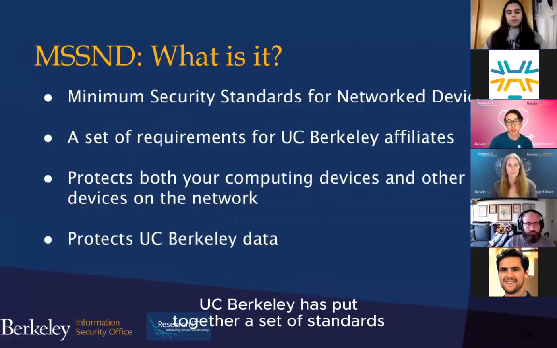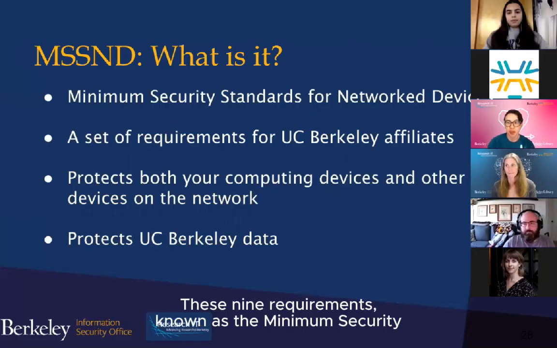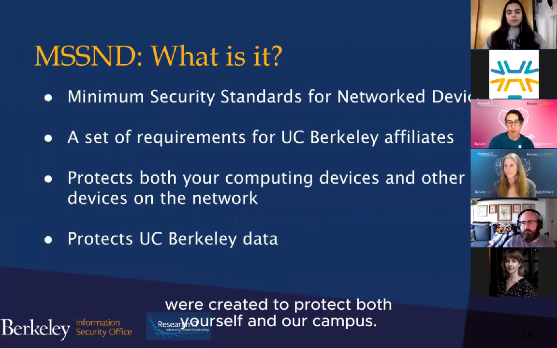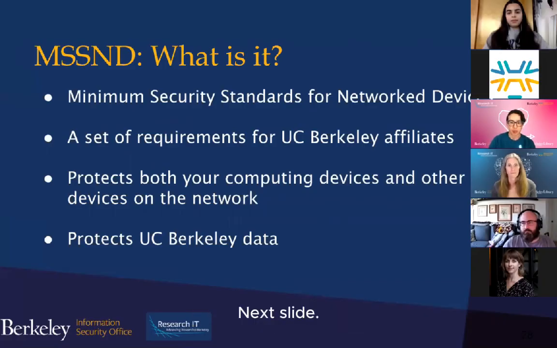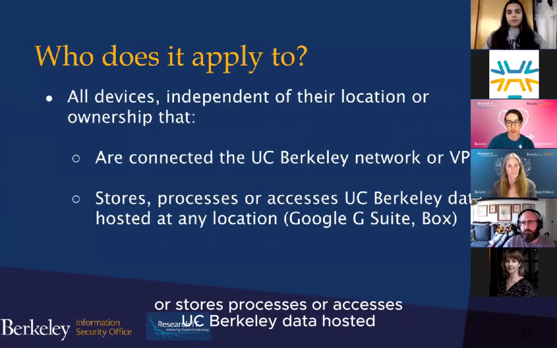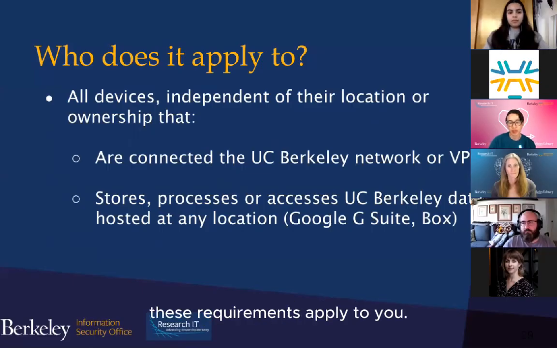UC Berkeley has put together a set of standards that all campus affiliates must follow. These 9 requirements, known as the Minimum Security Standards for Network Devices, or MSSND, were created to protect both yourself and our campus. Next slide. If your device is connected to the UC Berkeley network, or VPN, or stores, processes, or accesses UC Berkeley data hosted at any location, such as Google G Suite or Box, these requirements apply to you.